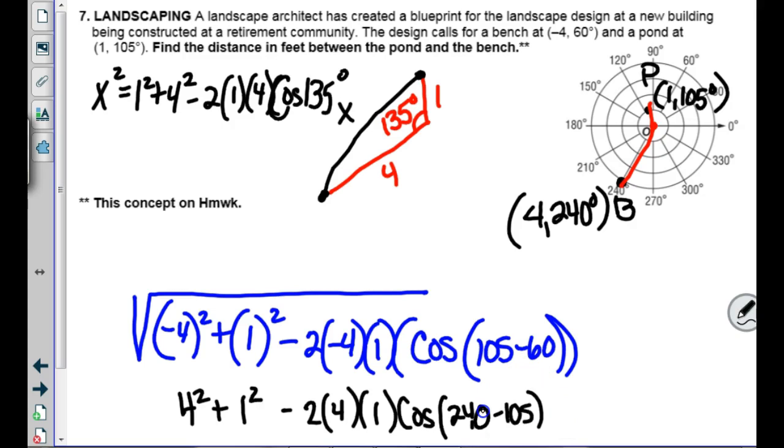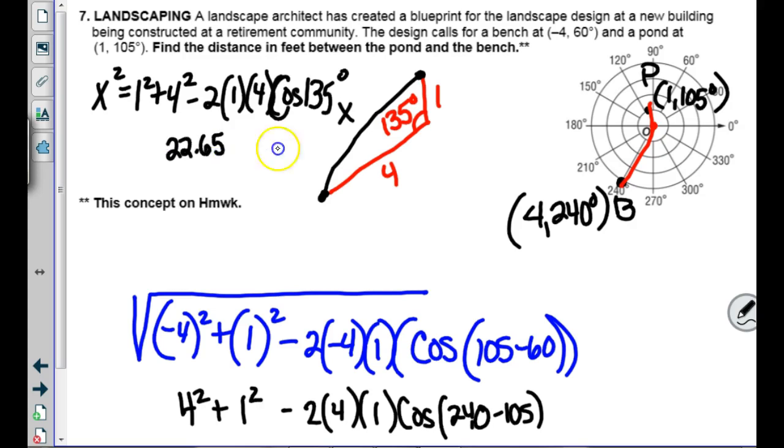Yes. All right. So make sure you're in degrees before you do anything. Doesn't matter if you're in polars still, but you've got to be in degrees, as the question was given in degrees. All right, so 1 squared plus 4 squared minus 2 times 1 times 4 times cosine of 135 gave me 22.65. Is that the answer, guys?